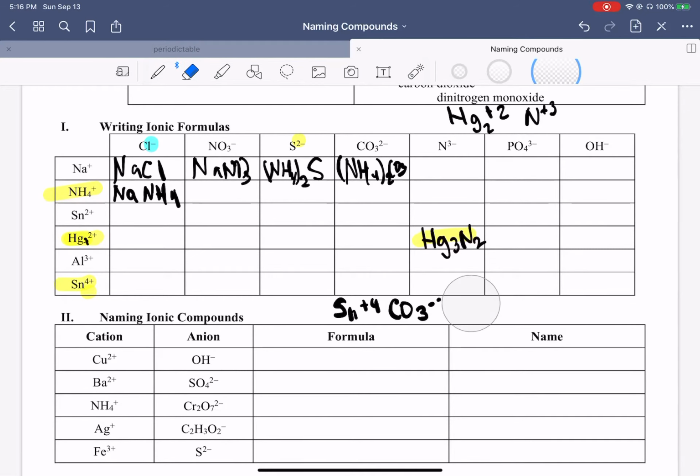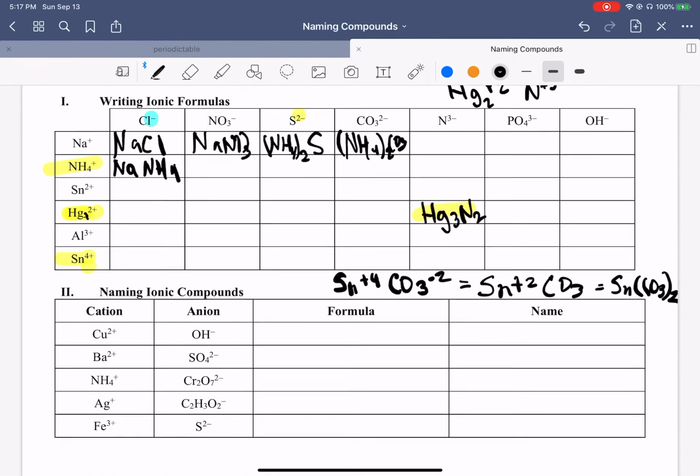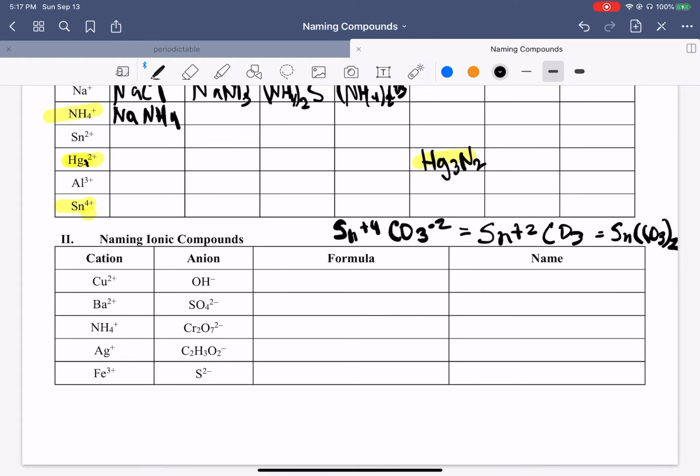What I'm going to do, if I crisscross these, I could divide both of these by 2 just to simplify it. So then I have SN2 + 2, and then CO3. And so then this is going to equal SN CO3 in parentheses, and then add the 2 there, okay? So just keep in mind, if you're able to reduce that, do that.